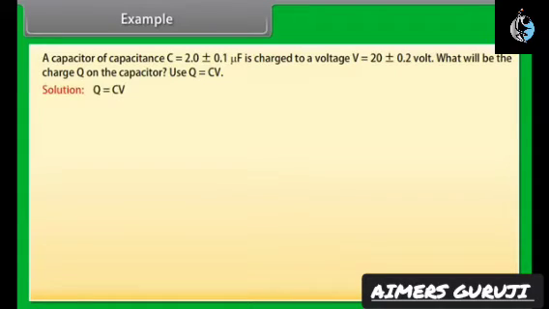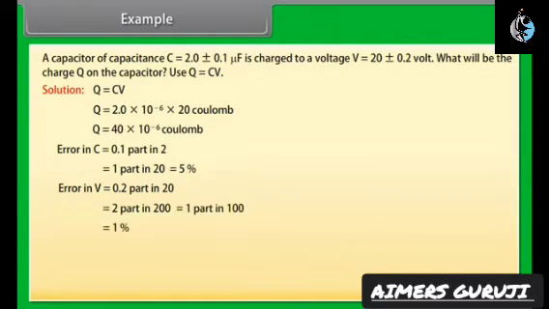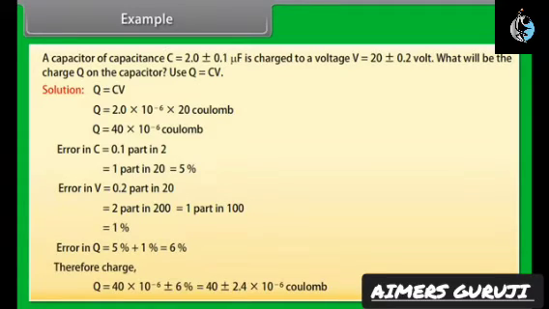Q is equal to CV. On calculating, we get Q is equal to 40 into 10 to the power minus 6 coulomb. Error in C is equal to 0.1 part in 2, which is equal to 5%. Error in V is equal to 0.2 part in 20, which is equal to 1%. Error in Q is equal to 5% plus 1%, which is equal to 6%. Therefore, charge Q is equal to 40 plus minus 2.4 into 10 to the power minus 6 coulomb.